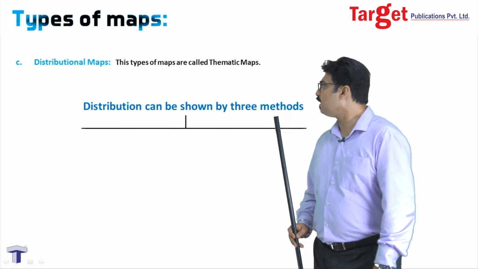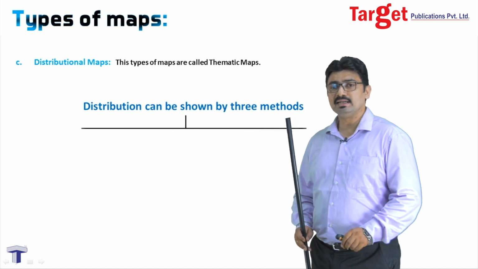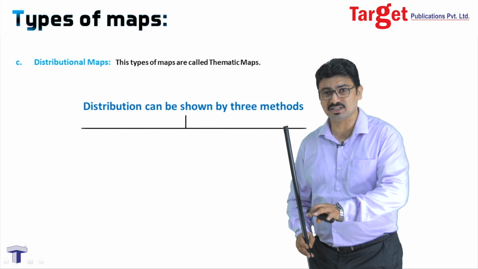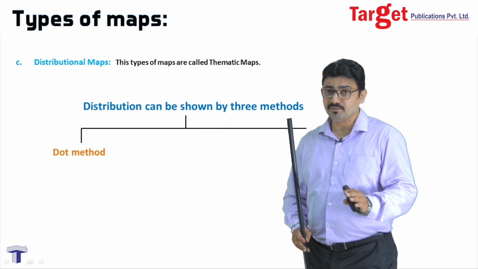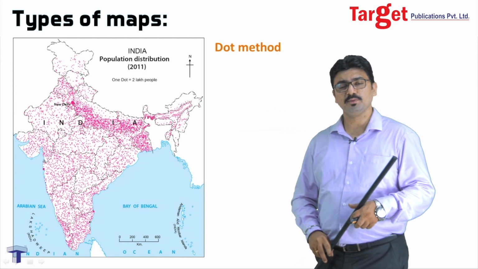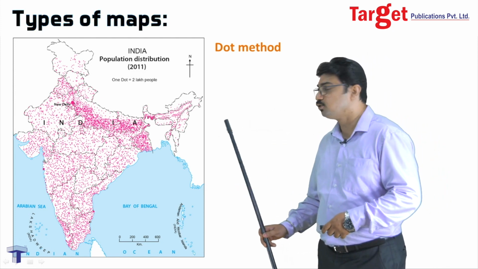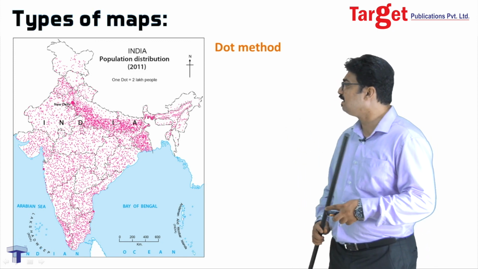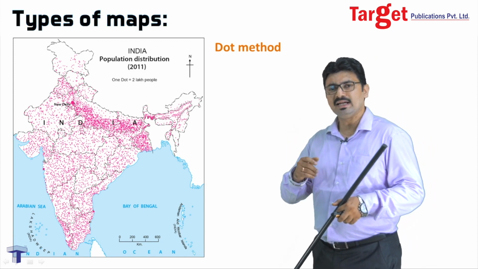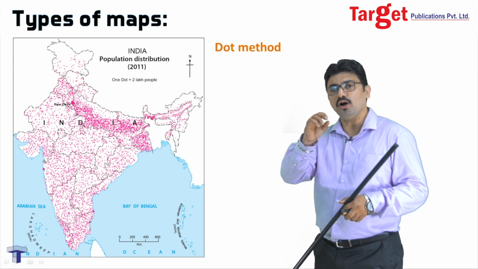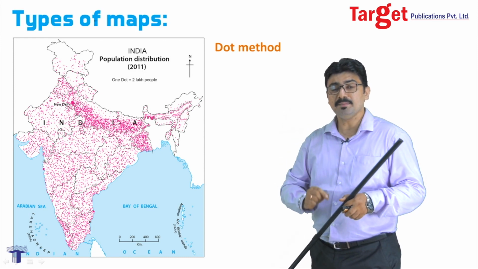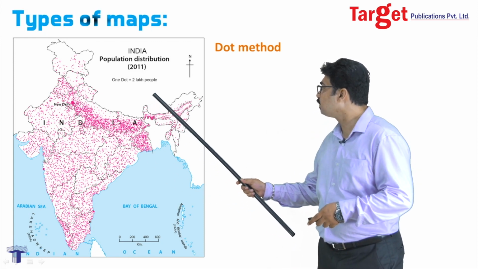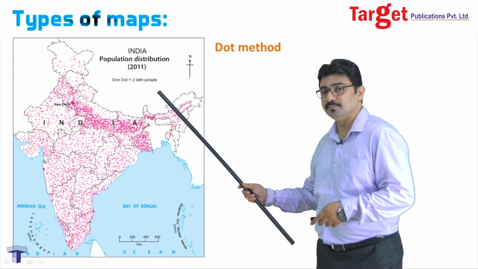What are distribution related maps? The distributional maps basically are maps which show distribution of a particular feature or particular characteristic of the region. The three different methods used to show distributional maps are, the first one is dot method. Now, in a dot method, various dots are used to indicate a particular feature of the region. Let's say population. So, dots are used where each dot represents a particular population. For example, here one dot represents 2 lakh people, right?